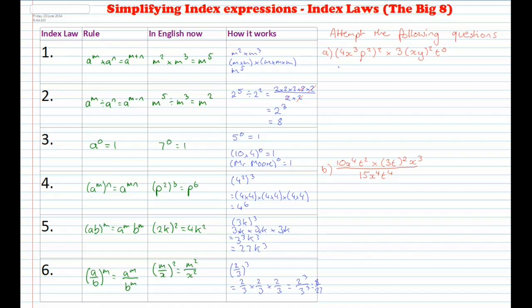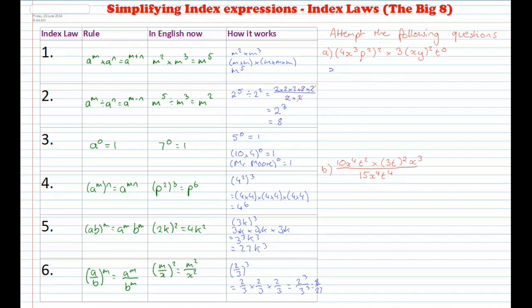Alright, so now what we're doing is putting all of the 6 index laws that we've just learnt together in the one question, or in the couple of questions that you can see here. So we're going to attempt both of these questions. The very first question says in brackets 4x cubed p squared all to the power of 2, multiplied by 3 x times y in brackets squared, multiplied by t to the power of 0. Alright, so let's go through and simplify that first of all.